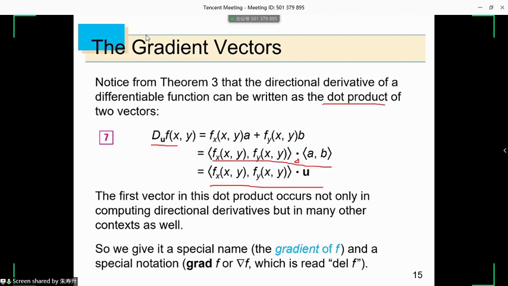The first vector in the dot product occurs not only in computing directional derivatives, but also in many other contexts. So this part is important, and we give it a special name. It's called the gradient of f, with a special notation, delta f. We use delta f to mean the gradient of f. This is the definition of the gradient.